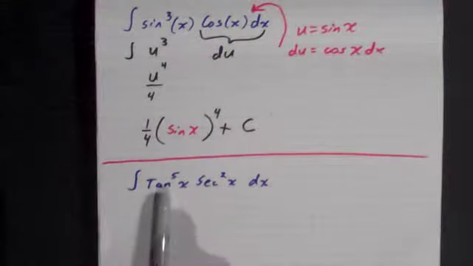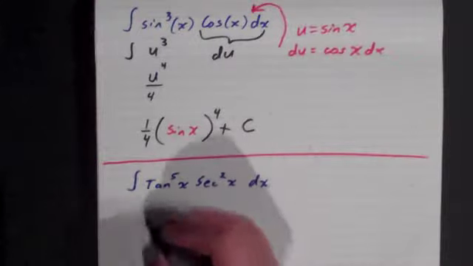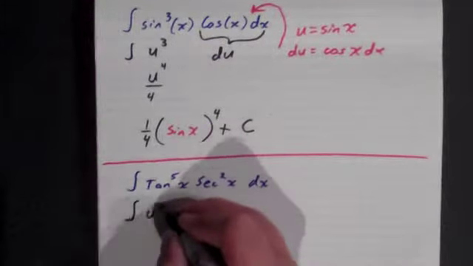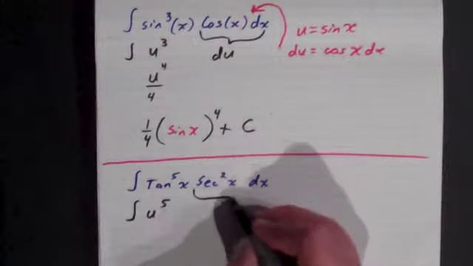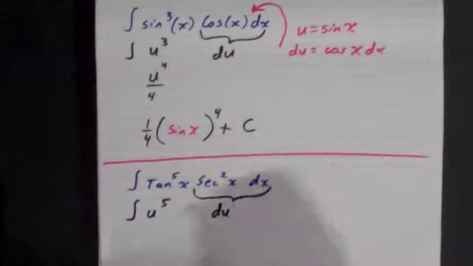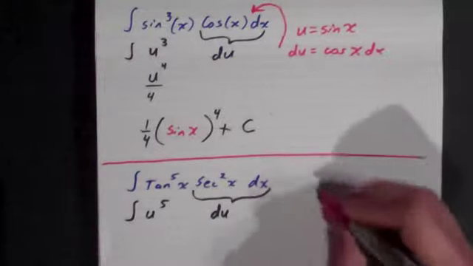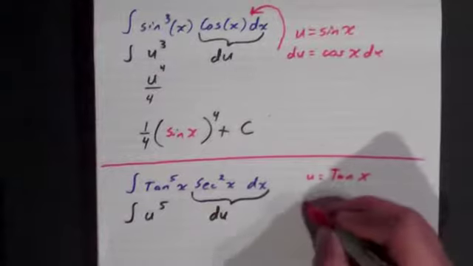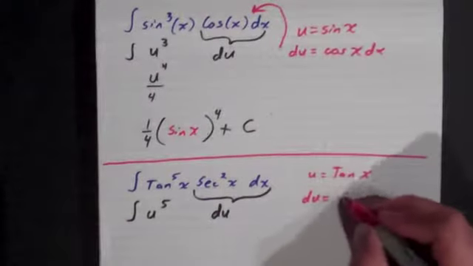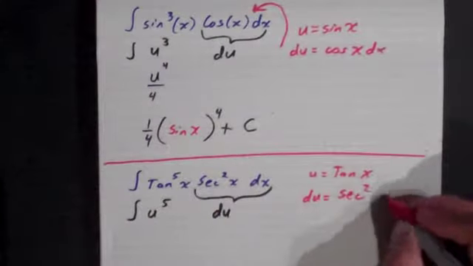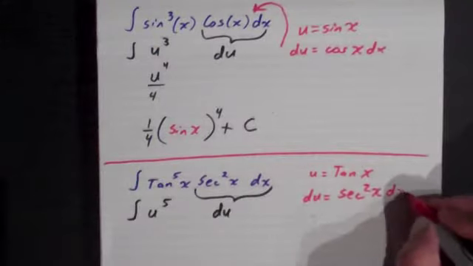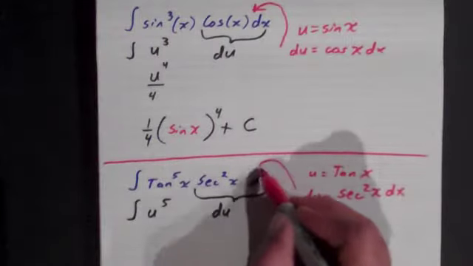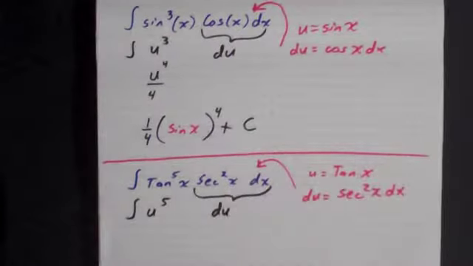The derivative of tangent is secant squared. So I believe I have u to the fifth du. These integrals are set up fairly conveniently, because if I let u equal tangent of x, its derivative du, derivative of tangent, is secant squared of the same angle times the derivative of the angle. And again, I believe I have the du here.